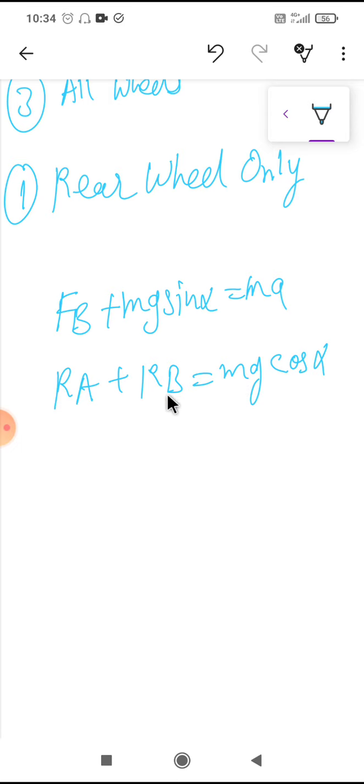Now here FB is the total braking force acting at the rear wheel, that is the friction force. So FB we can write as mu RB.